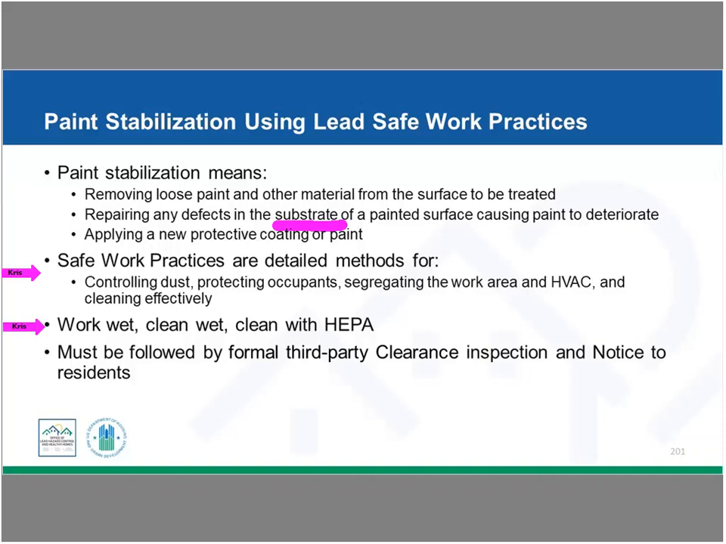They know that they need to work wet, they need to work clean, and they need to clean with a HEPA, and a HEPA is a high efficiency particulate air vacuum. So that's what HEPA means.